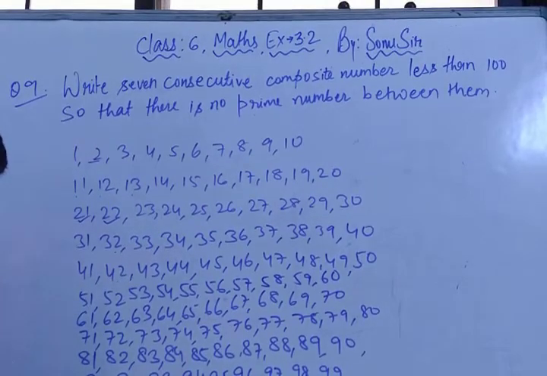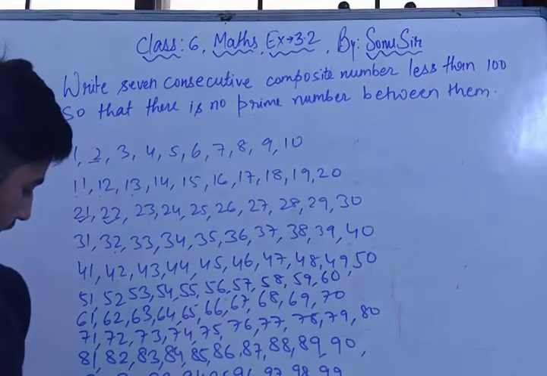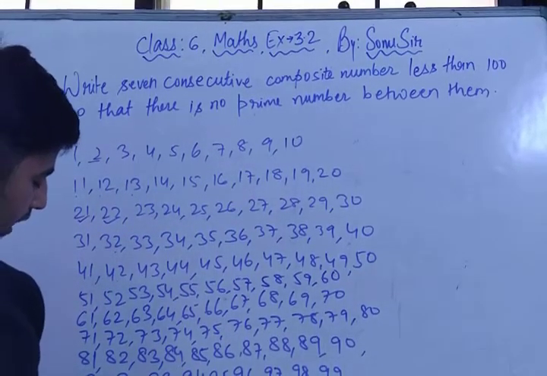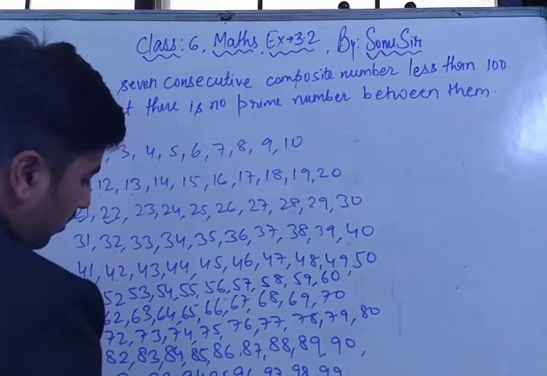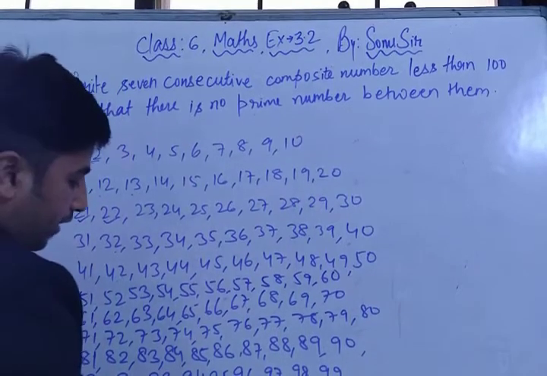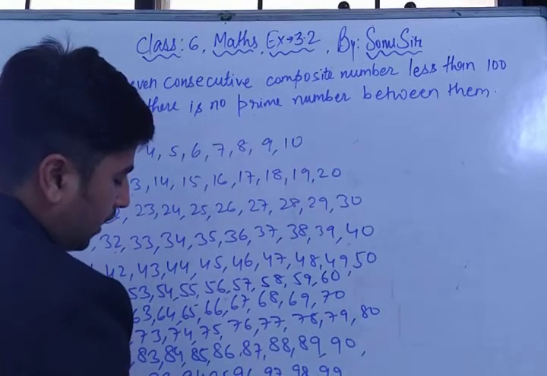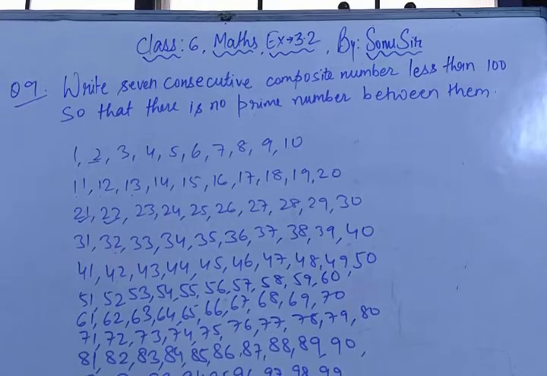13 7s are 91, so it is a composite number. 92, 46 2s are 92. 31 3s are 93. 47 2s are 94. 19 5s are 95. 48 2s are 96. So just suppose 97 is a prime number or composite number. Can you tell me?